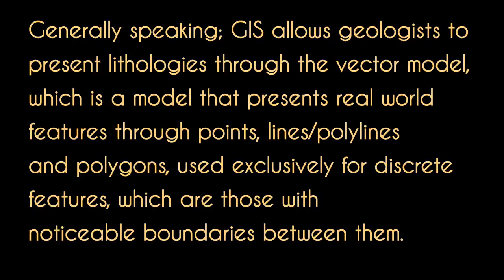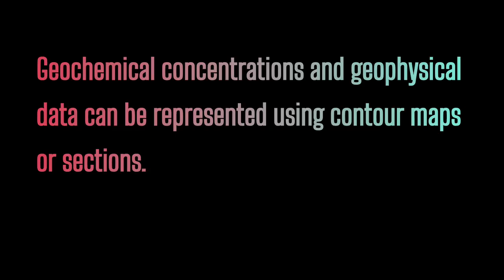Generally speaking, GIS allows geologists to present lithologies through the vector model, which is a model that presents real-world features through points, lines or polylines, and polygons, used exclusively for discrete features, which are those with noticeable boundaries between them. Geochemical concentrations and geophysical data can be represented using contour maps or sections.